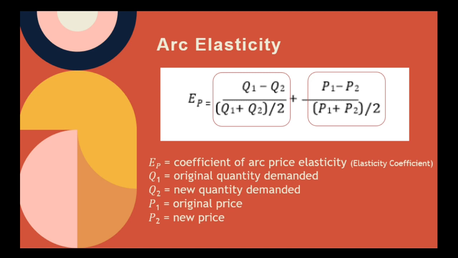So you can also refer to your module for some examples where the arc elasticity formula was utilized. As you may have observed, the computed value of the price elasticity is always negative. Although when we analyze and interpret the coefficient, we ignore the negative sign, thus only the absolute value is interpreted. What could be the reason for this?